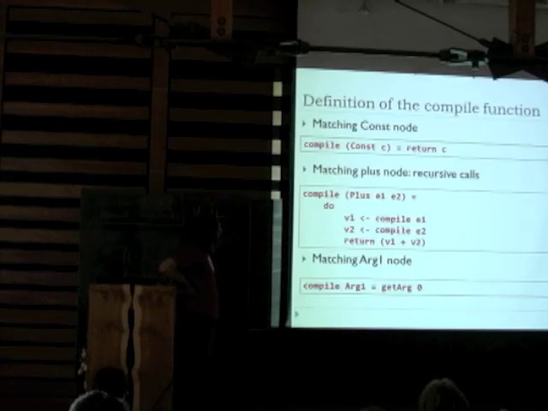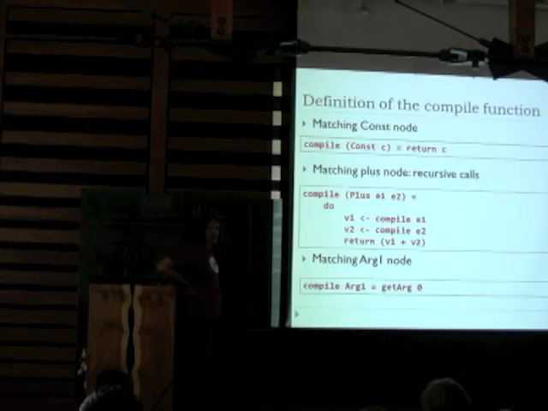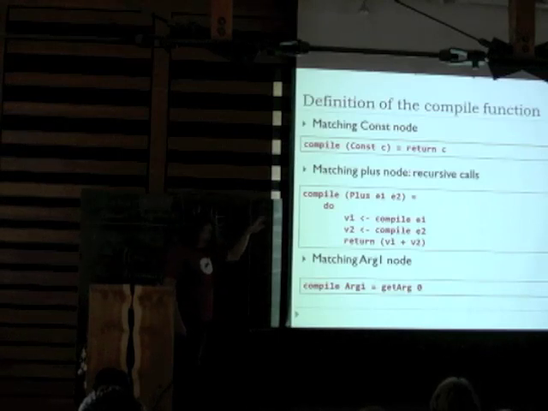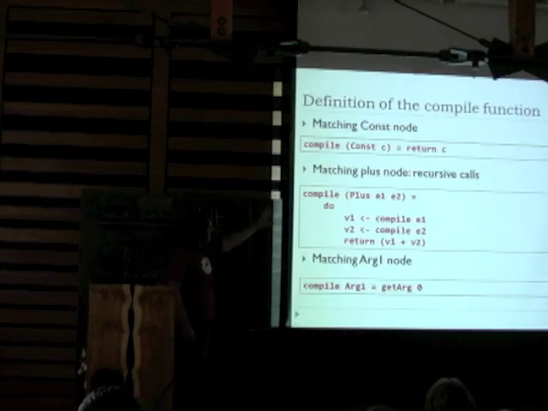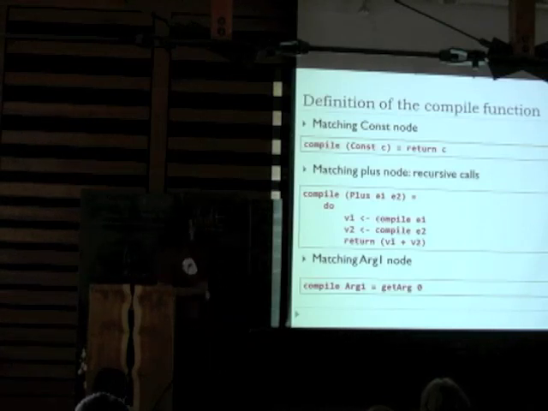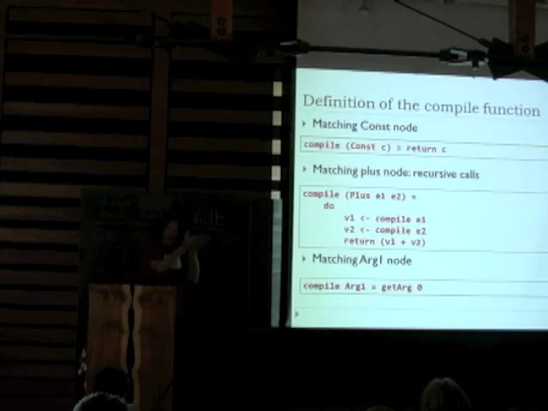So, when compile matches Const C, it will just return C. Now return, remember what return is. That's not like C++ return. This is this special function that takes a value, C, and returns an action that will return C. So this compile is a monadic function because it returns an action. So it has to return an action. I'm lifting the C into a monad. That's what they call it.